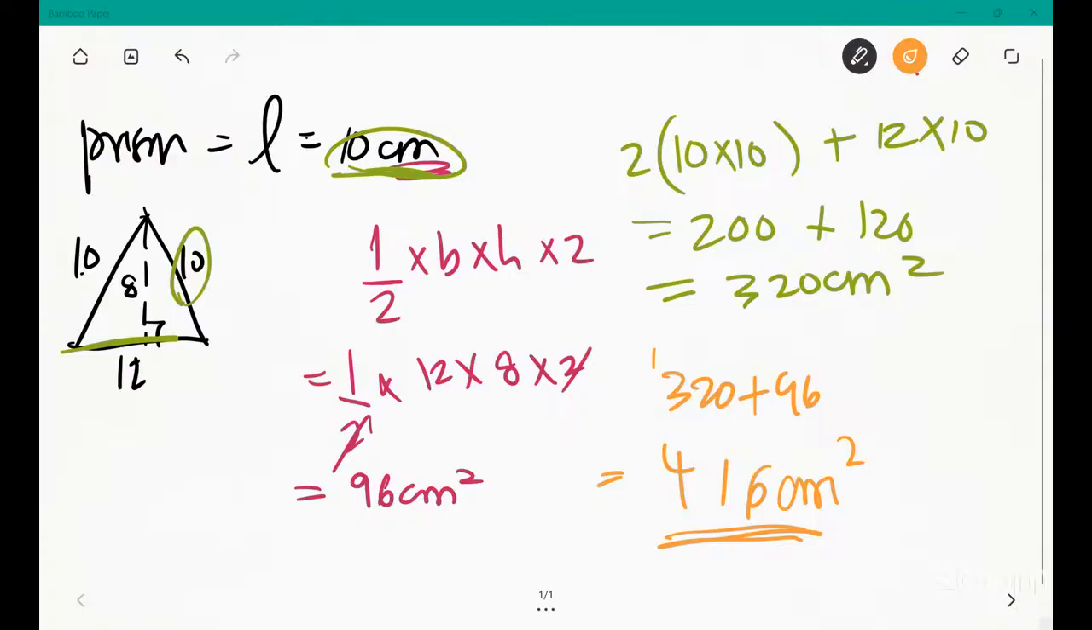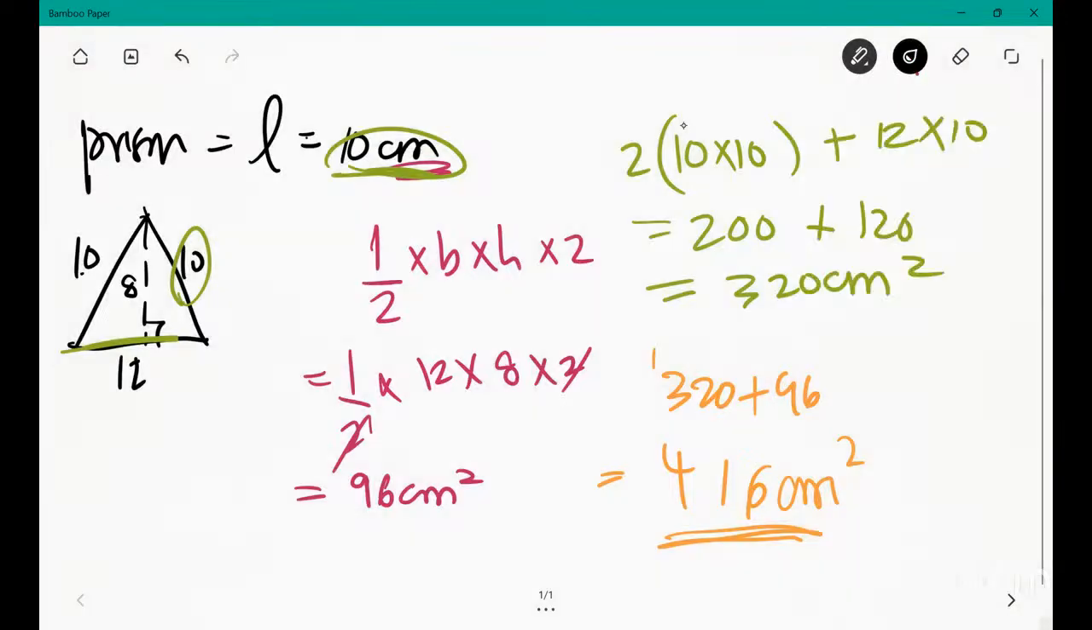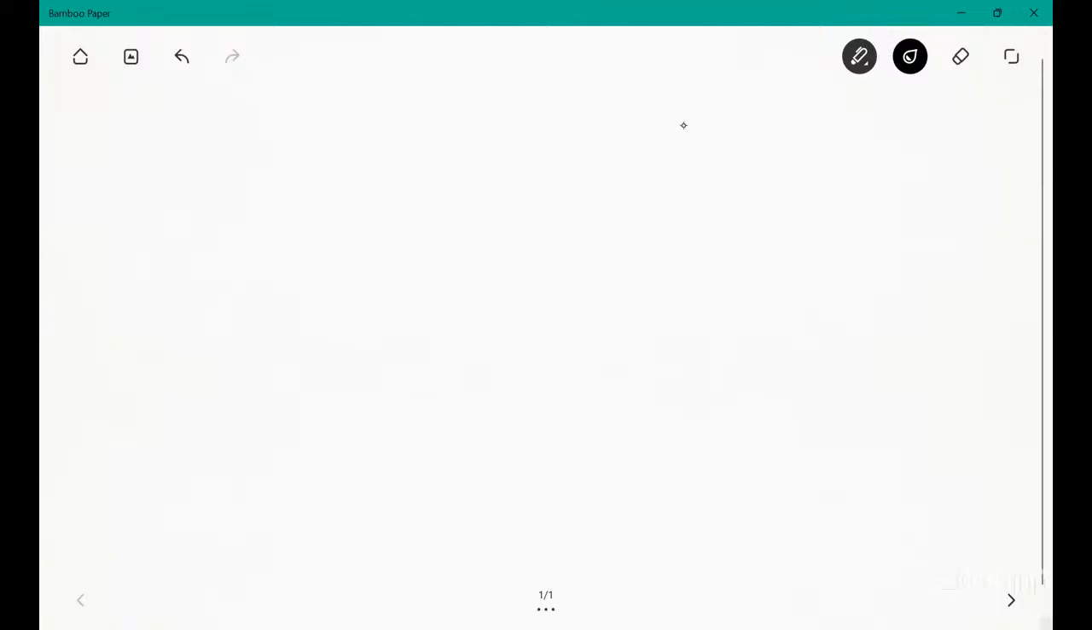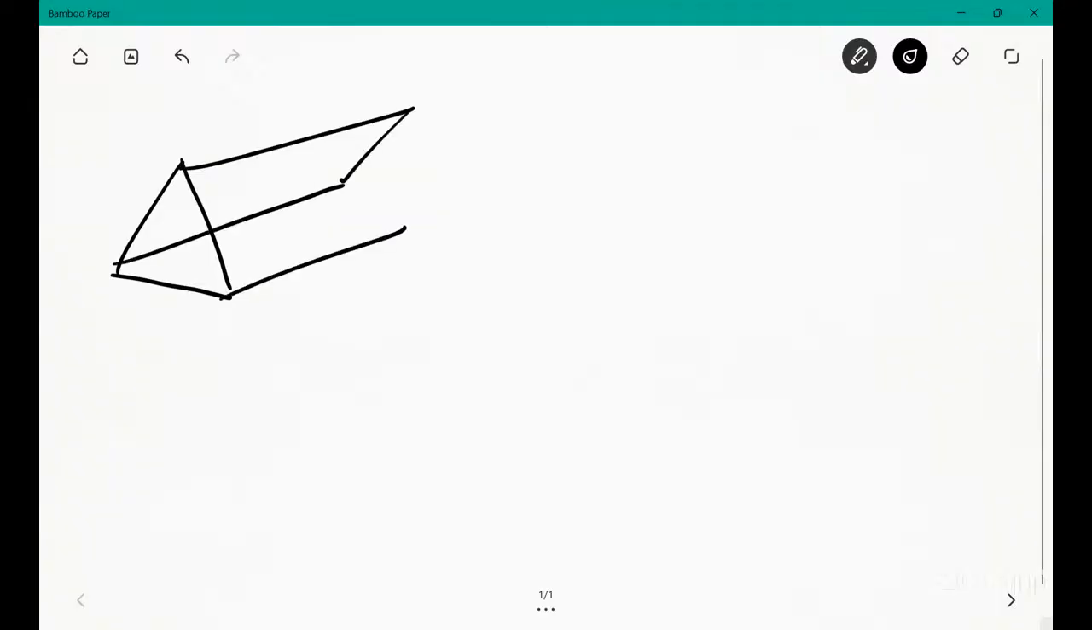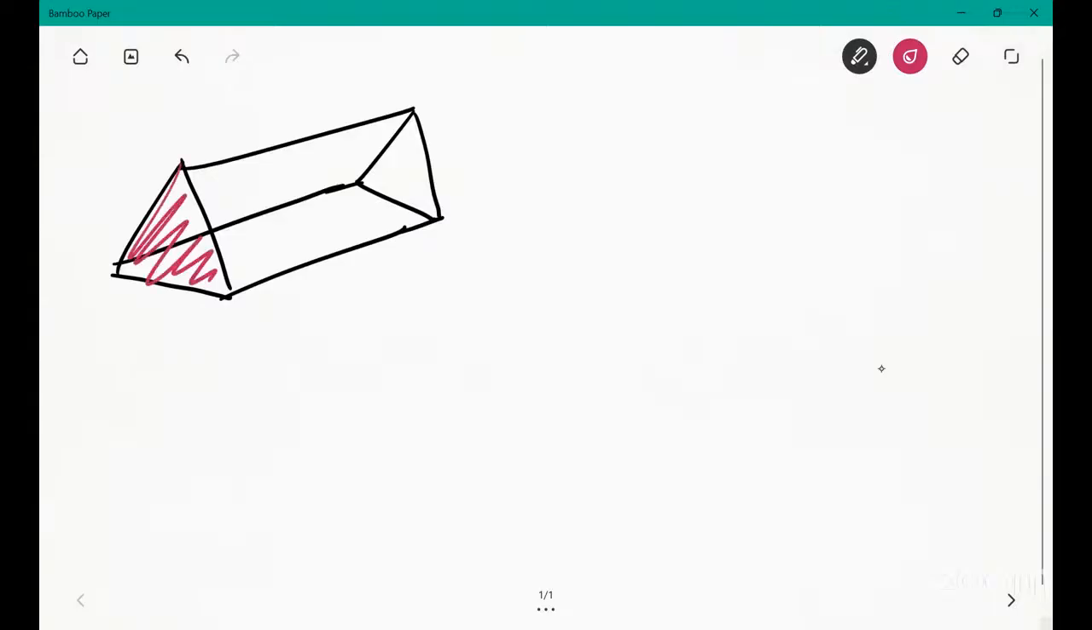Okay. So now, we finished the area. Now we're going to the volume. Again, it's exactly the same as how your cylinder was. Even your prism, its cross section, into my triangle, its cross section into the length.